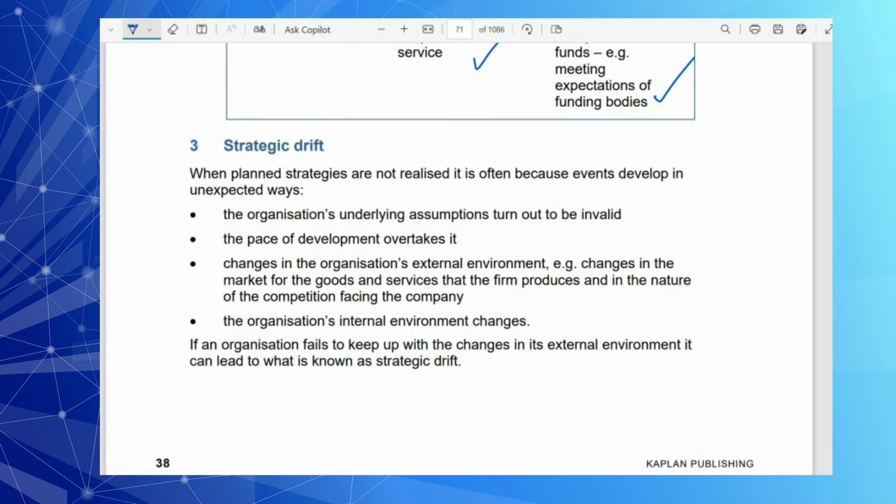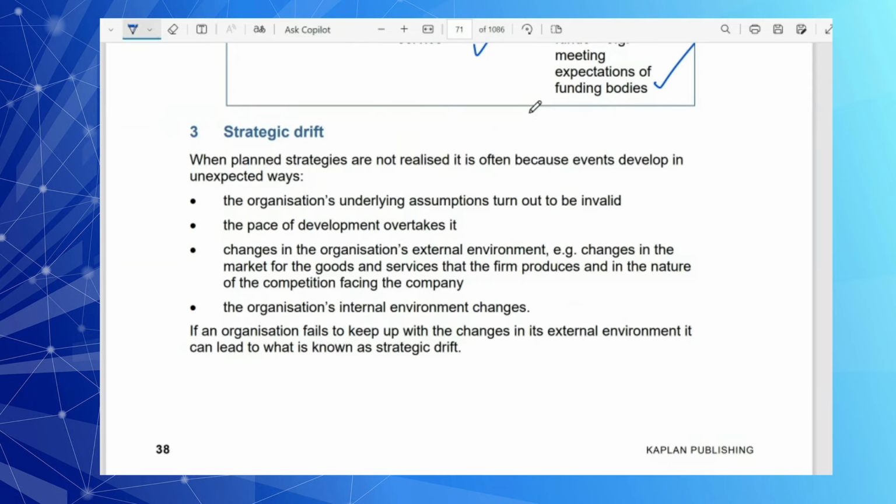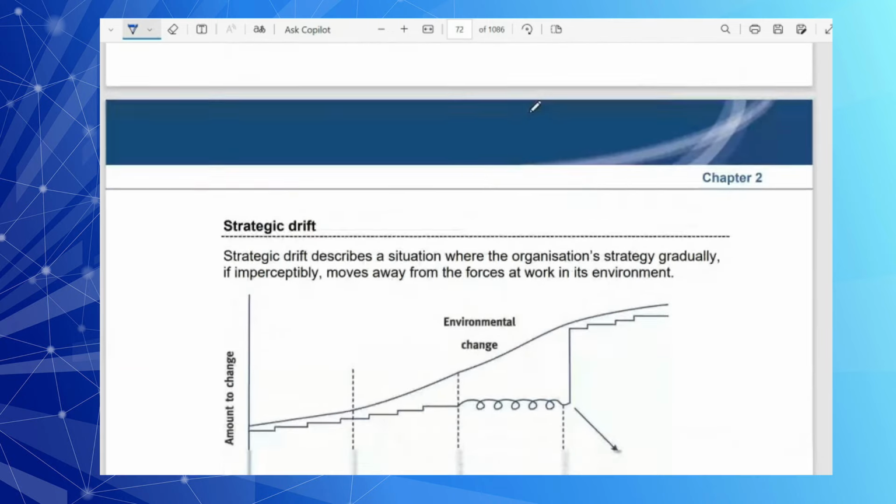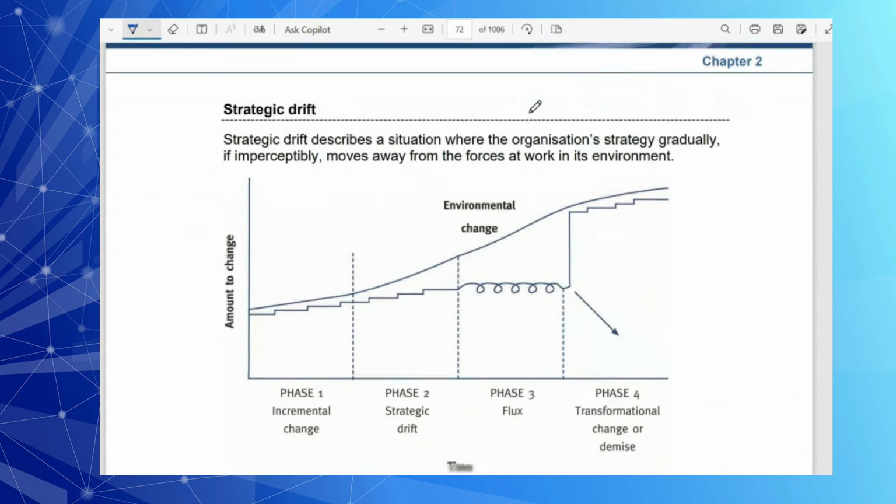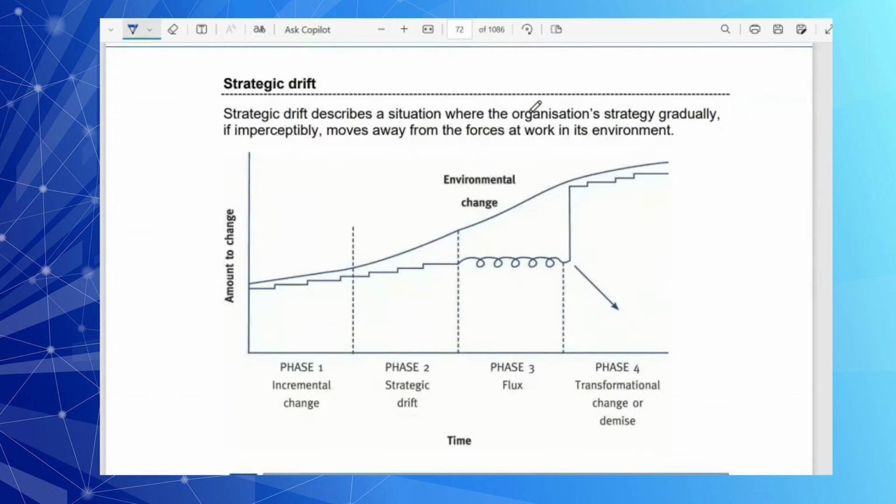Then the explanation of the stages of strategic drift. Phase 1: the organization takes a series of logical incremental steps that were part of its plan to change ahead of the market and develop competitive advantage. Phase 2: the rate of change in the marketplace speeds up, and the firm's incremental approach is not enough to maintain its advantage and it is left behind. They're not serious, they didn't forecast well.